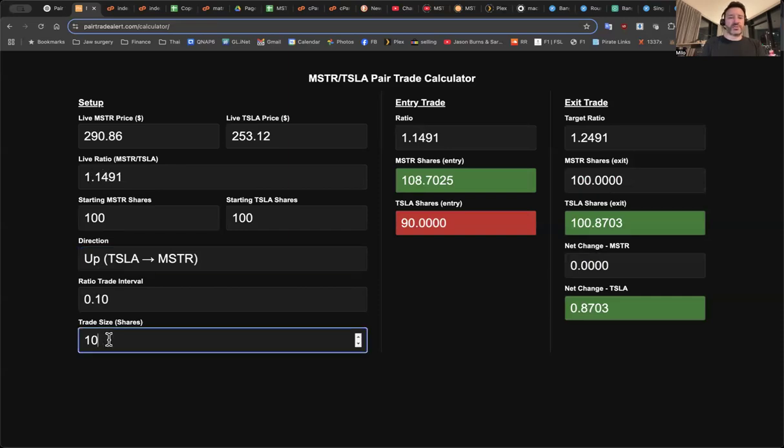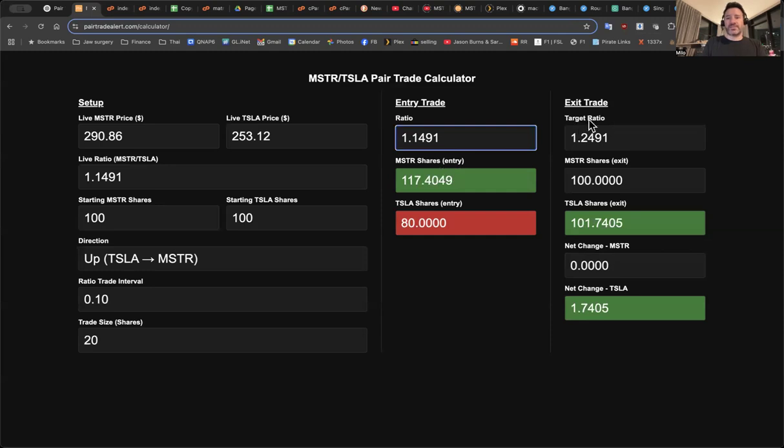And we want to say that we're going to swap of our 100 shares that we've got, I don't know, let's do 20 shares. So what happens then is it suggests an entry trade, which you do today at this current ratio. So when you do this setup or entry trade, you basically swap according to this. So you would sell 20 Tesla shares and use that money to buy an extra 17.4 MicroStrategy shares.